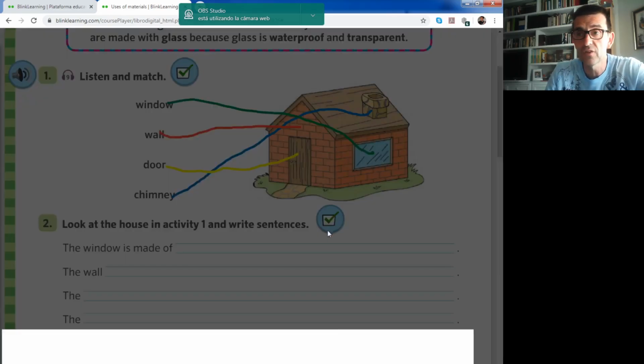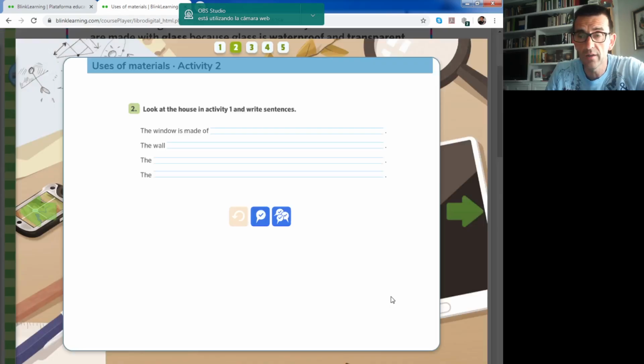So you complete in the activity number 1. Look, the window is made of glass. The material is glass. Number 2, the wall. What is the wall made of? ¿De qué está hecha? The wall is made of bricks.